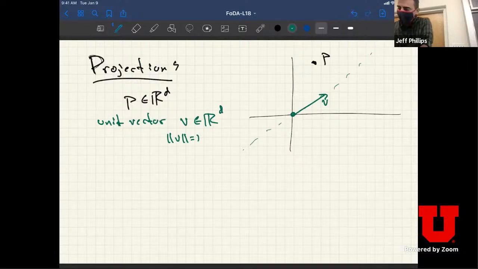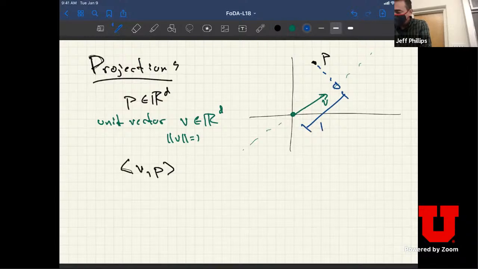Okay, and we want to remember what's going on with the dot product between V and P, right? I can think of this as finding the closest point of P onto this line and measuring this length. So this length is equal to the dot product between V and P, given that V is a unit vector in this case. Okay, we're going to really dive in and use this property. So this is this magical property of the dot product.